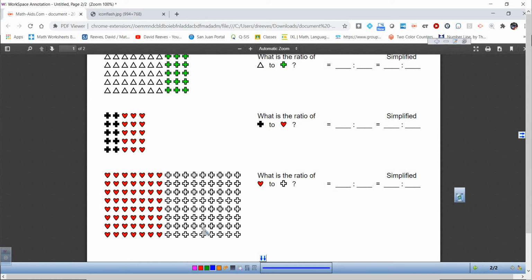Now, in the unsimplified version, we would simply count. We go 1, 2, 3, 4, 5, 6, 7, 8, 9, 10. Or another way we did that, we said that's 2 and that's 5, right? And 2 times 5 is 10. So we knew there was a total of 10 pluses there, right? And then there were 3 hearts going across, and there are 5 going down. So that would be 15. So the unsimplified ratio of this picture is 10/15.